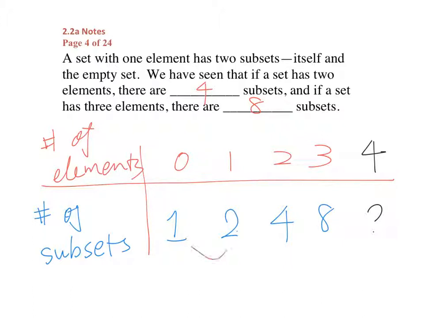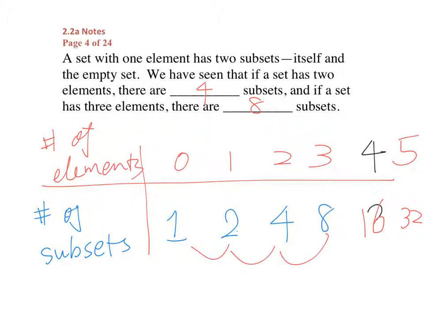If I keep going, if I have 4 here, what do you think this number would be? In other words, what's the relationship here? Notice that if I go from 1 to 2 to 4 to 8, this would be 16 here, because this would double 8. And then the next one would be 32 when there are 5 elements in a set.